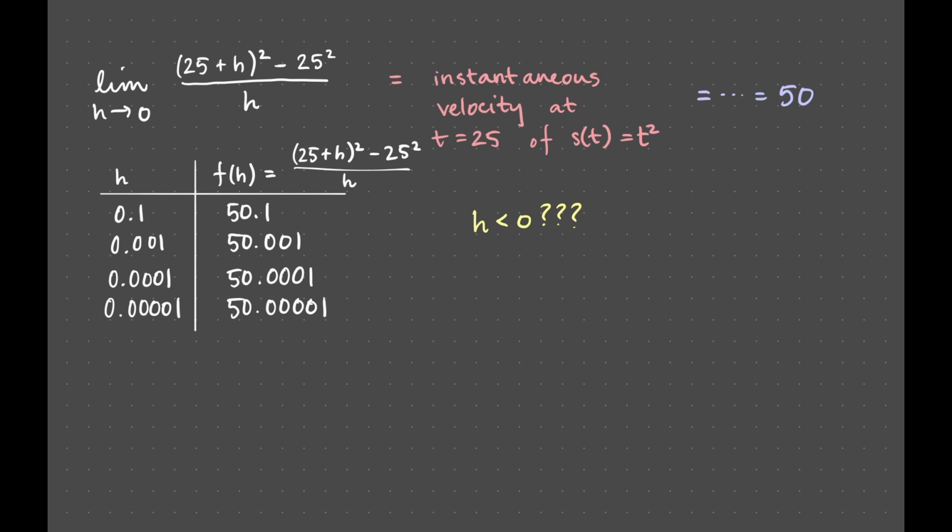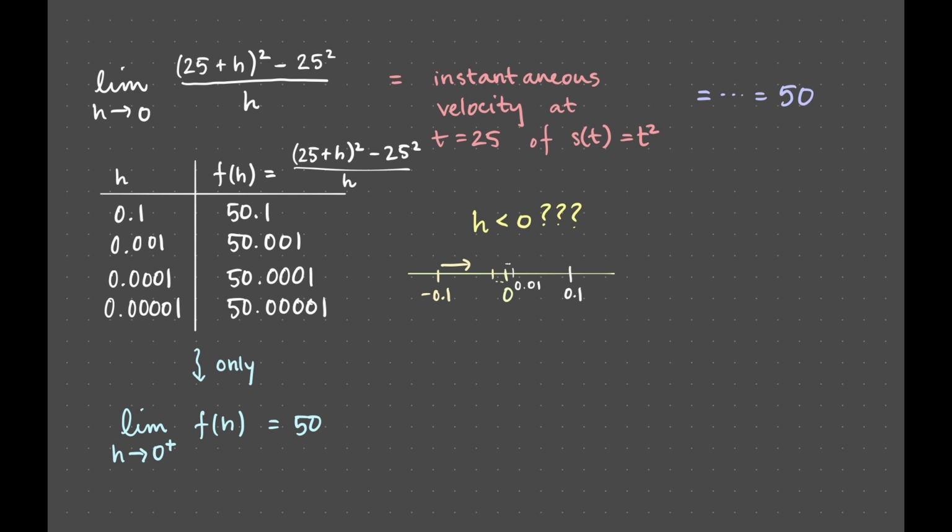However, it's important not to forget negative values for h. After all, the number 0 on the number line can be approached from 2 different directions, the positive direction and the negative one. The table above only investigates the limiting behavior from the positive direction, that is, as h tends to 0 from the right. So really all this table suggests so far is that the right-hand limit, or the limit as h goes to 0 from the right, is equal to 50.